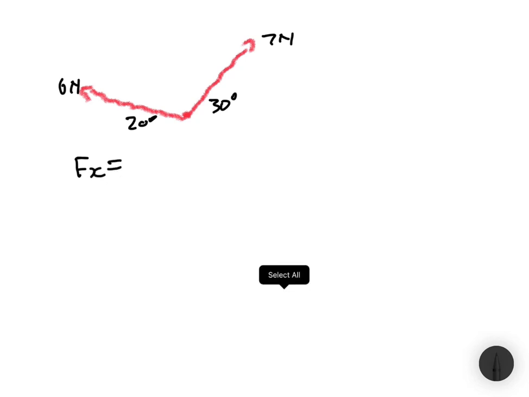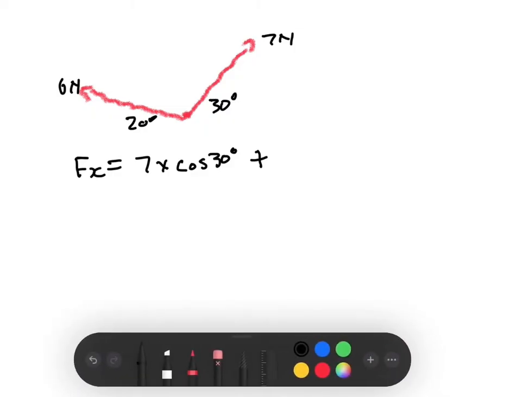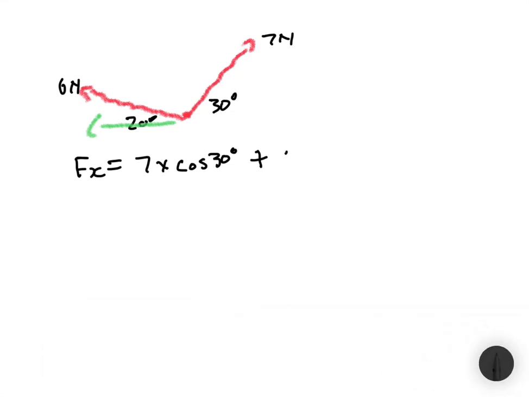So let's start with the 7 newton force, right? We're supposed to find the x component of the 7 newton force. So we're going to say 7 multiplied by, for the x component, we use cos. So that is cos of 30 degrees. Now we need to add the horizontal component of the 6 newton force. But the horizontal component of the 6 newton force is going to be pointing in the negative direction. So we must put in a minus, right? So let's say plus and then minus 6 multiplied by cos of 20 degrees, right?